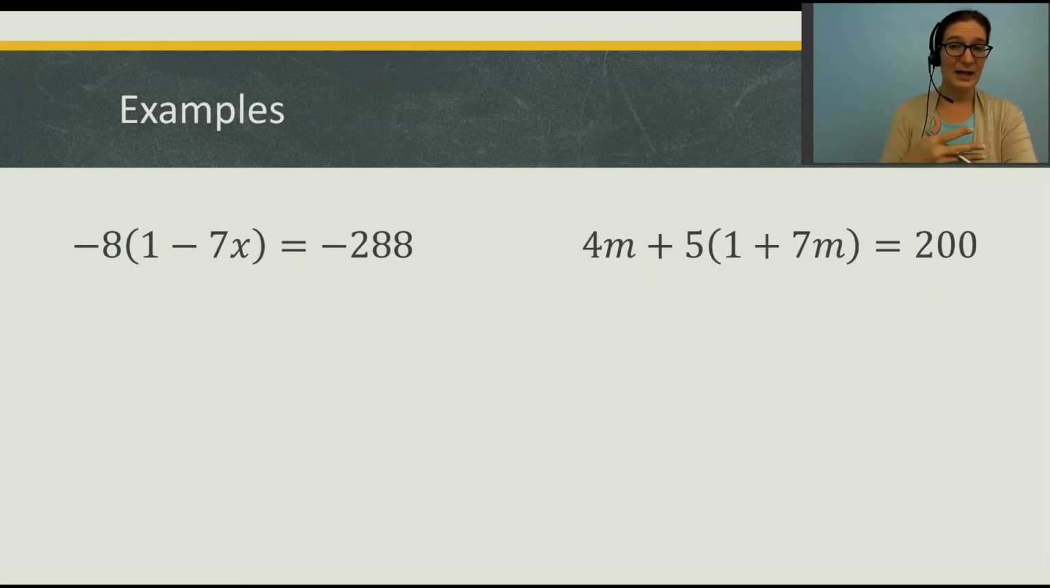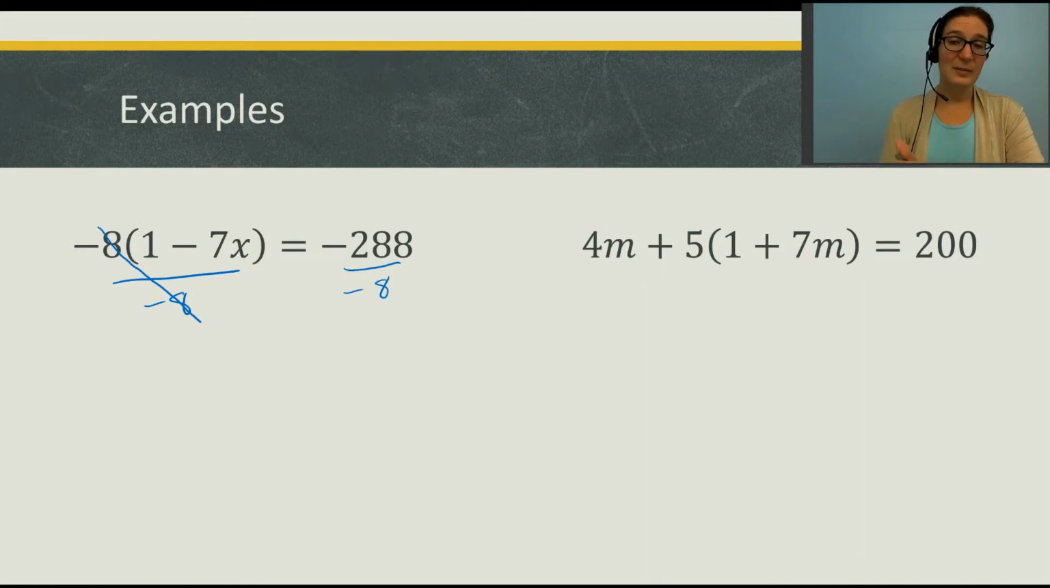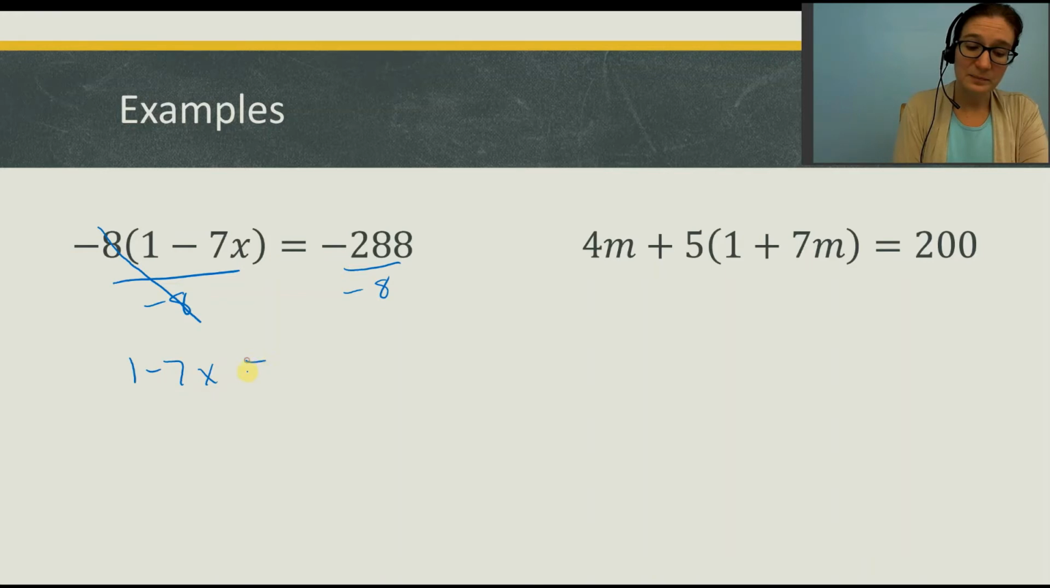I've got that negative 8. We can divide it off. We can also distribute it. I'm going to go ahead and divide it off to see how that works for us this time, because the 8 is multiplying with the parentheses. The opposite of multiplying is dividing, and I will divide on both sides. So multiplying 8 and dividing by 8 are inverses. That means I just have 1. So now I've got 1 minus 7x over there. And negative 288 divided by negative 8. Well, let's see, negative 8 goes into 28 3 times, 4 left over, 48. We're looking at 36.